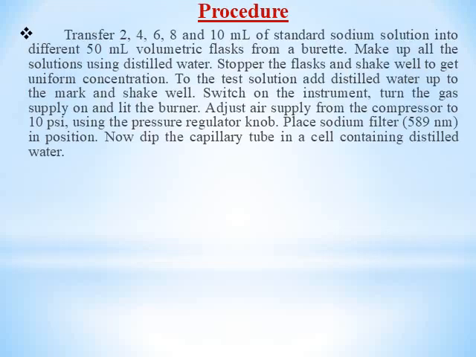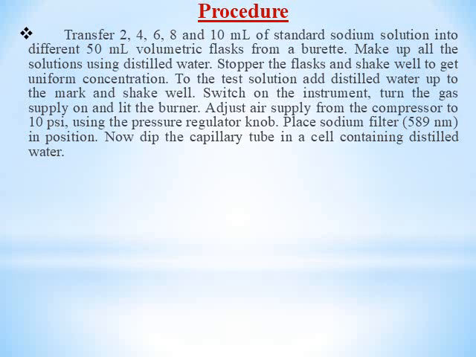Now, how is the procedure performed? First you have to prepare a standard solution of sodium chloride or potassium chloride by transferring 2, 4, 6, 8, 10 ml of sodium chloride from the burette into different 50 ml volumetric flasks, and all the solutions, 2 cc to 10 cc of sodium chloride solution, are filled with distilled water up to the mark, and the volumetric flasks are stoppered and shaken well to get a uniform concentration.